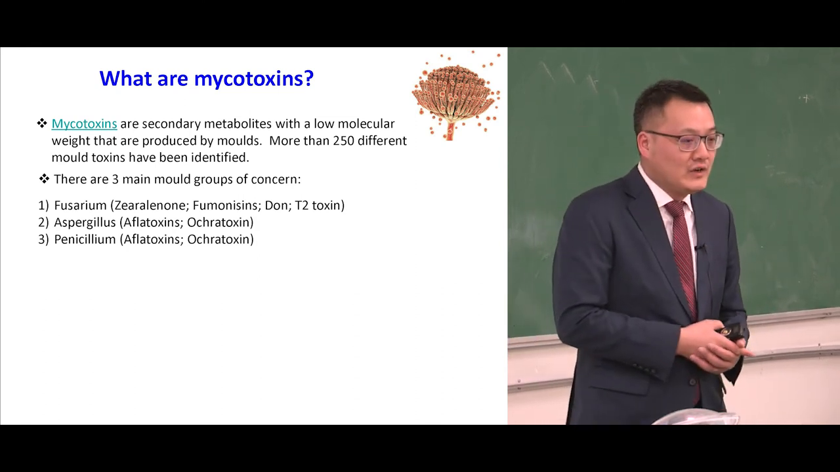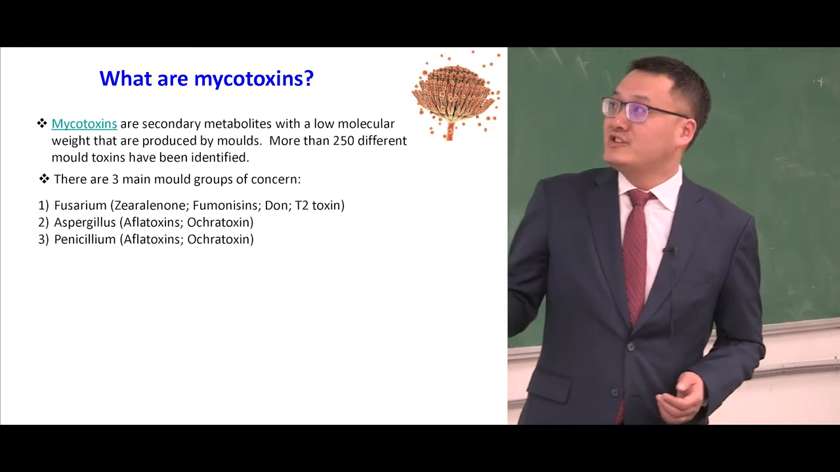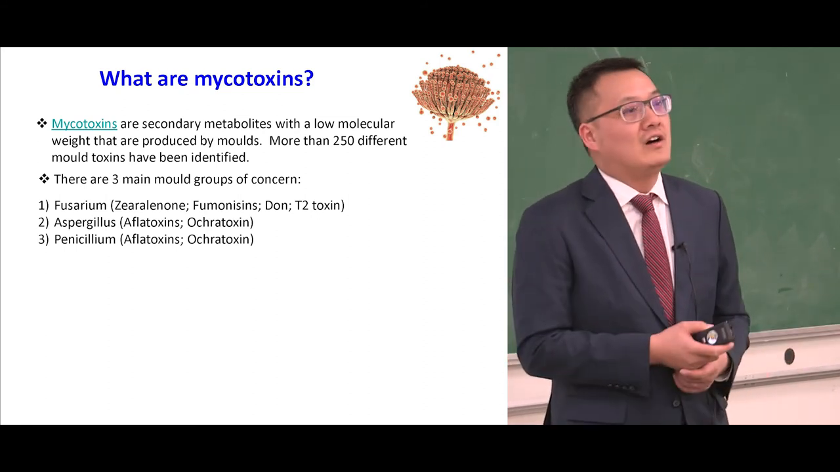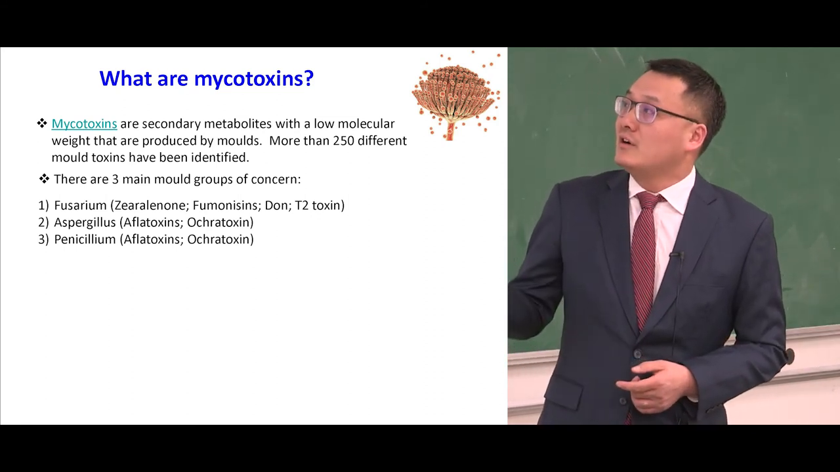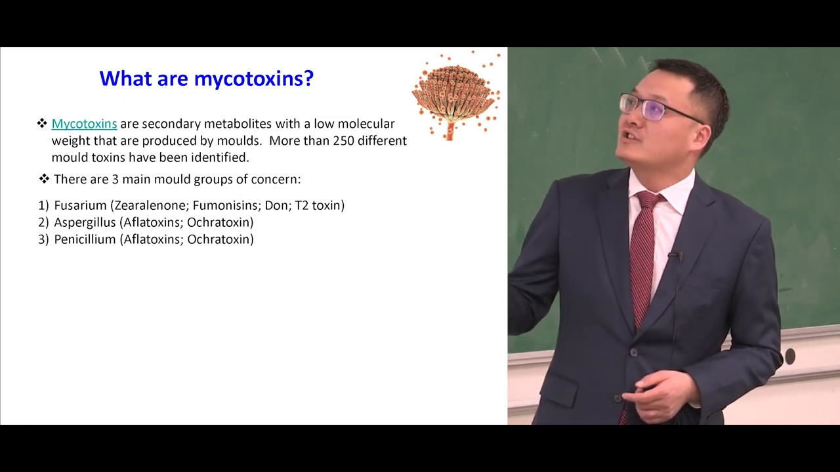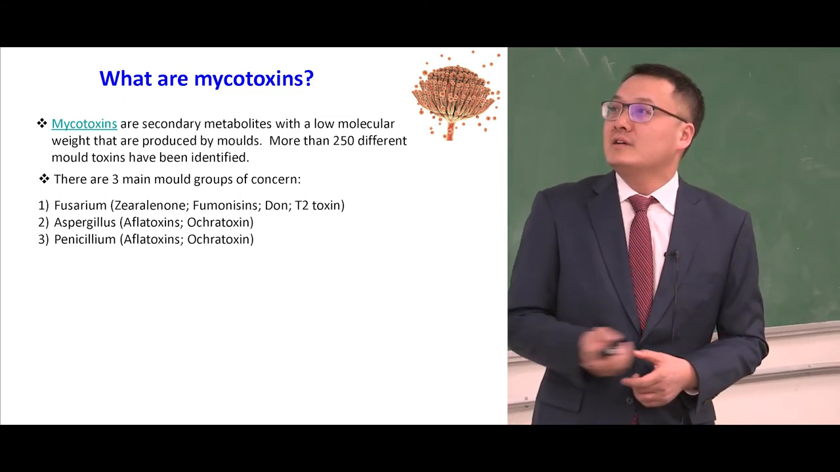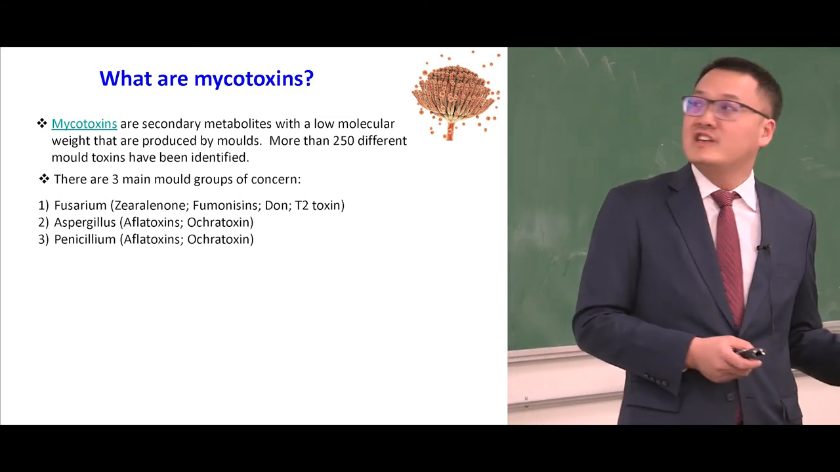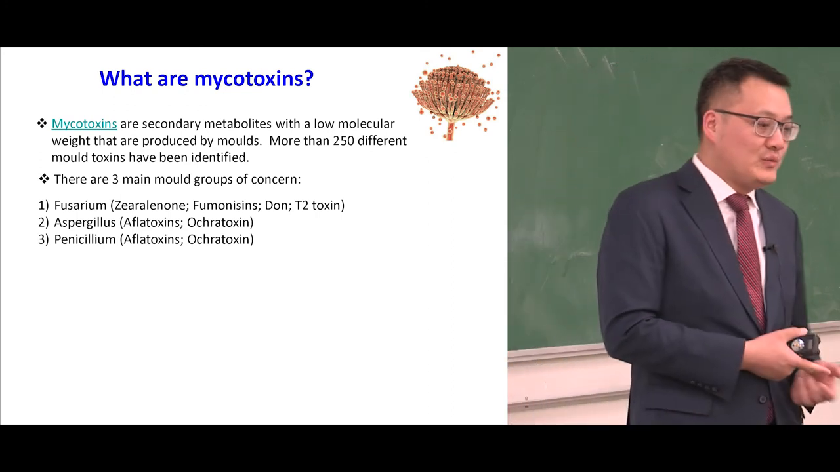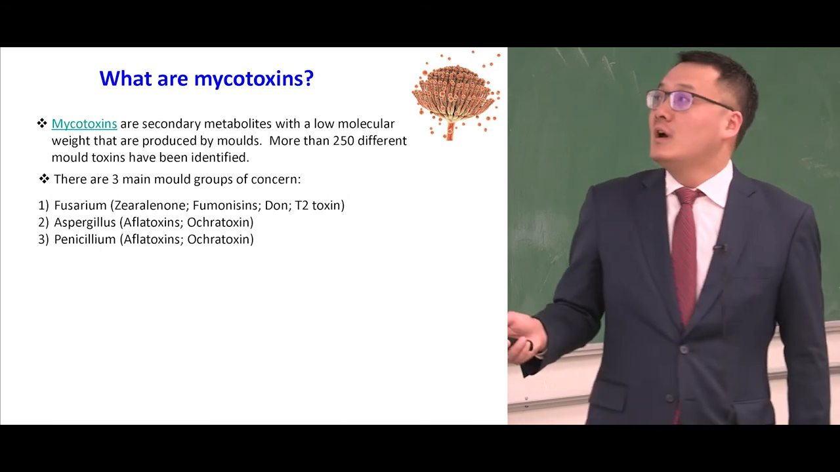The first one is Fusarium, which produces zearalenone, fumonisin, and DON, also called vomitoxin, deoxynivalenol, and also T2 toxin. The second group is Aspergillus. This fungus produces aflatoxins and also ochratoxin. And the third group is Penicillium, which can produce aflatoxin and also ochratoxin.